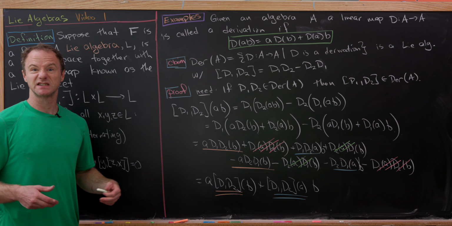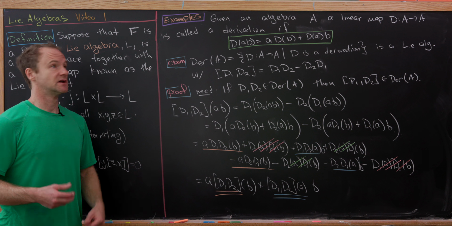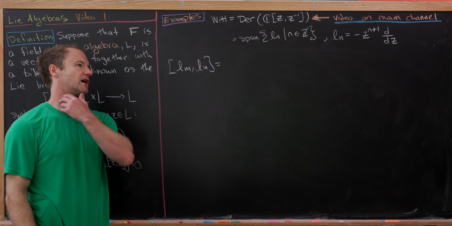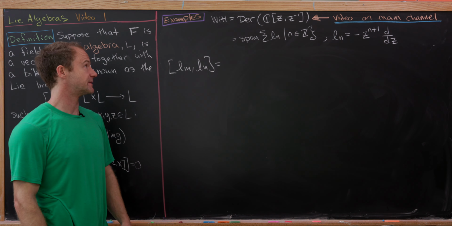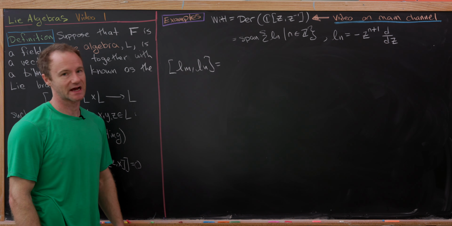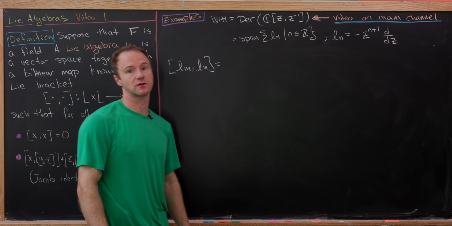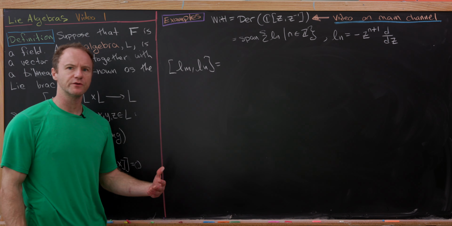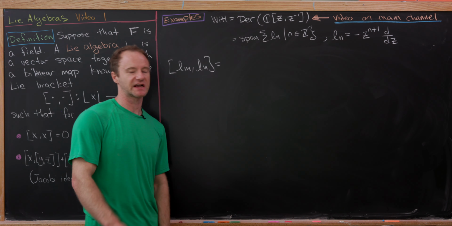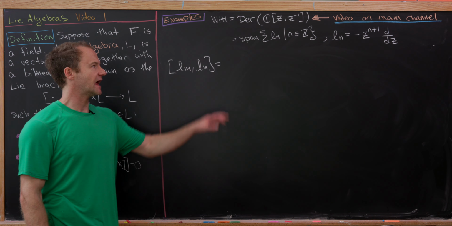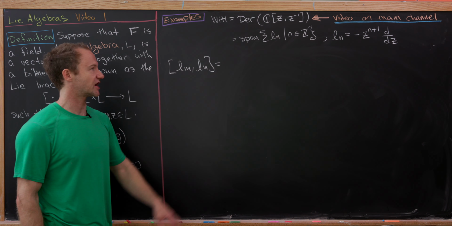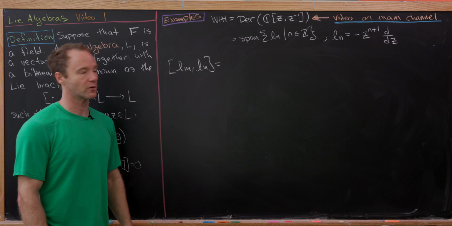Okay, now let's look at a special case of that broader family of examples that we just talked about. That's this thing called the Witt algebra, which is the derivations of Laurent polynomials. Laurent polynomials are polynomials where you allow for positive and negative exponents on the variable. I've got a video where we derive this basis on the main channel if you'd like to check it out, but we'll take the following form of the basis.